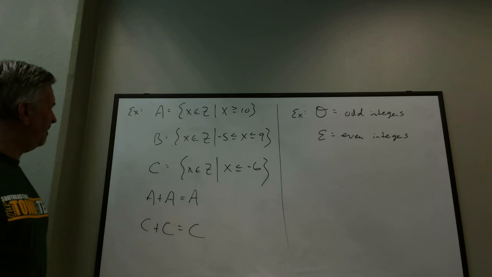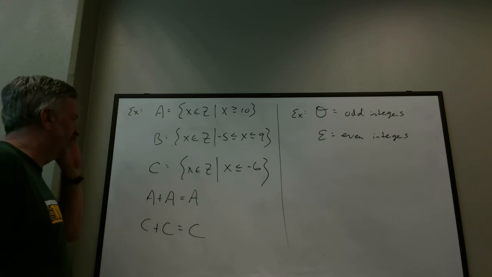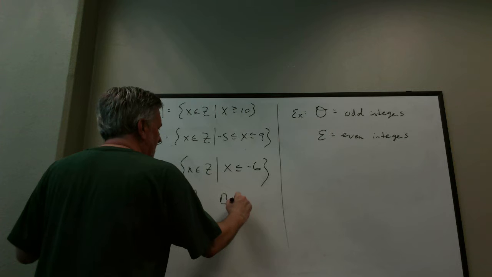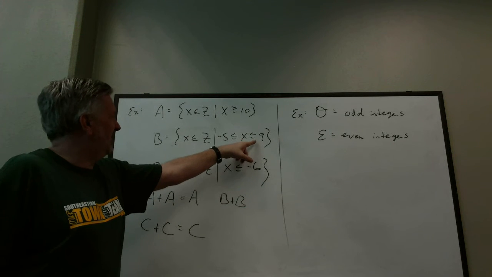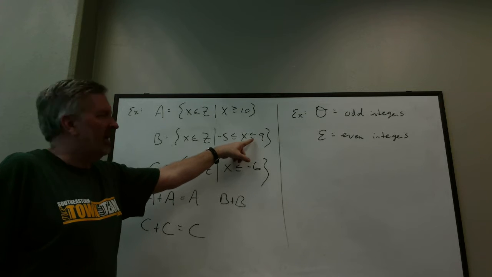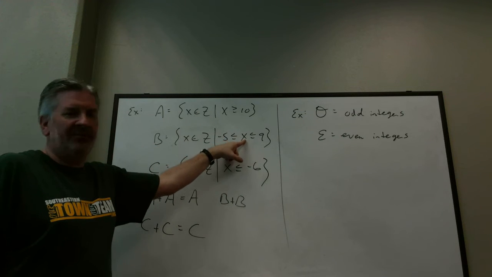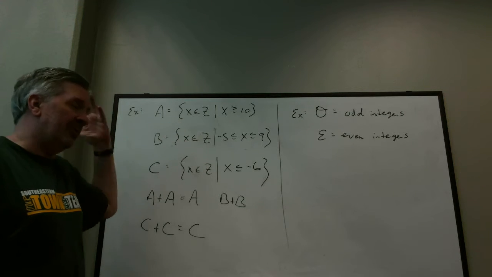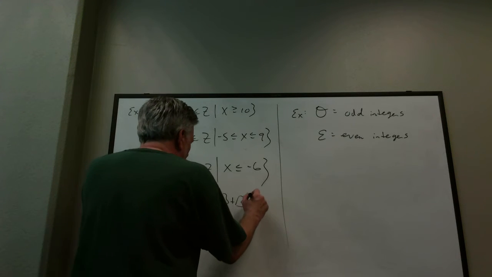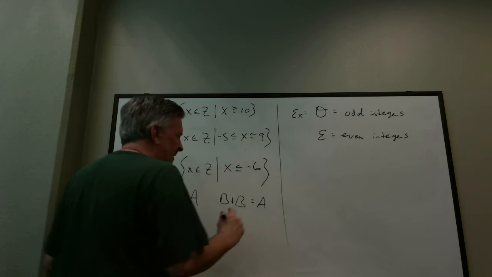On the other hand, what about B? What if I wanted to say B plus B? Using the same logic, for example, take 8 and 9. 8 and 9 are both in B, but if you add those together, 8 plus 9 is 17, which is in A. So from that example, it would make sense to say B plus B is A.